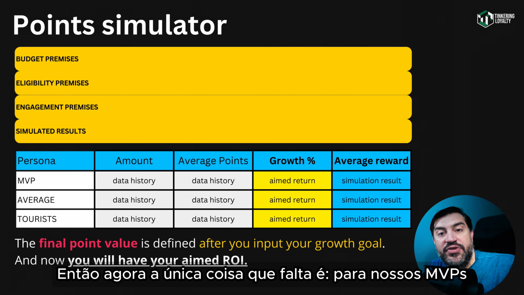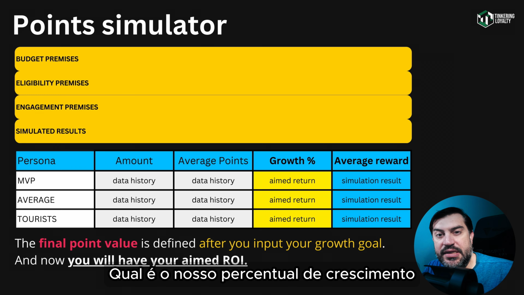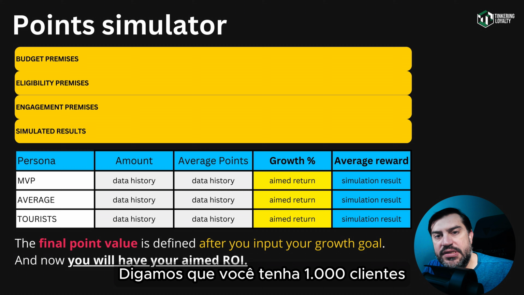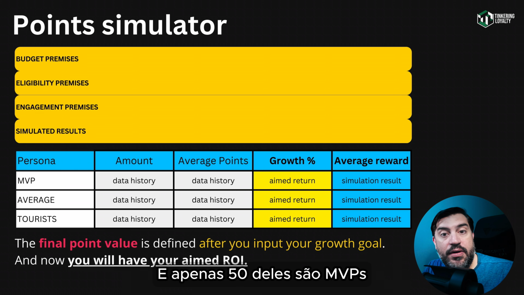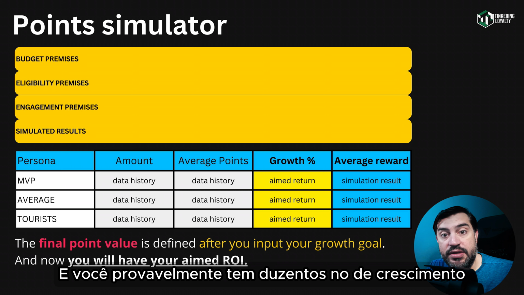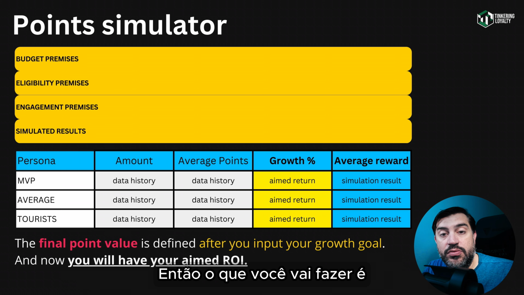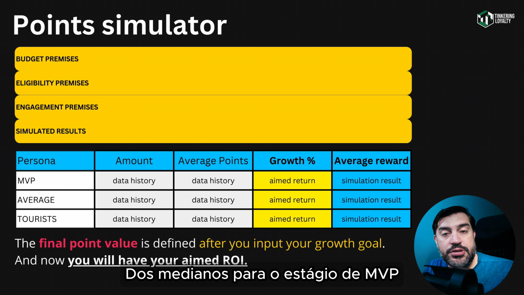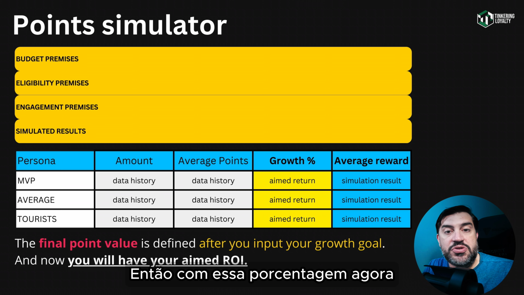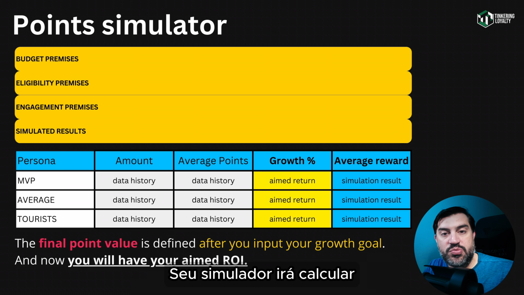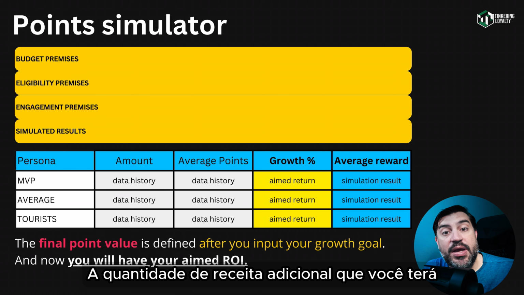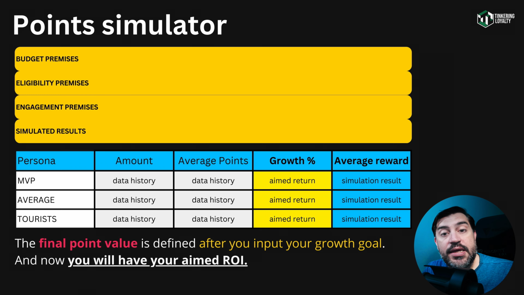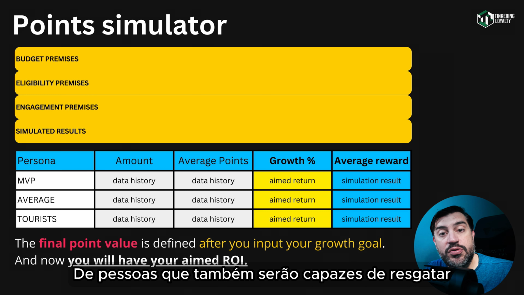So now the only thing that's missing is, for our MVPs, what is our growth percentage? Let's say that you have 1,000 customers and only 50 of them are MVPs, and you probably have 200 in the growth stage. So what you are going to do is assign a percentage of growth that you expect from the average to the MVP stage. So with that percentage, now your simulator will assess the amount of additional revenue that you will get and the amount of people that will also be able to redeem.